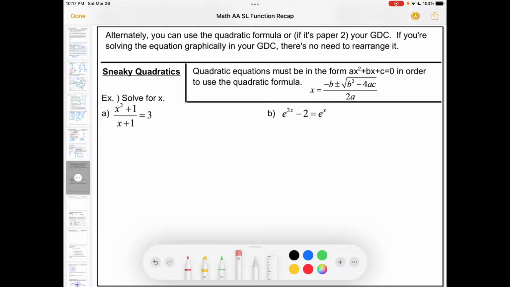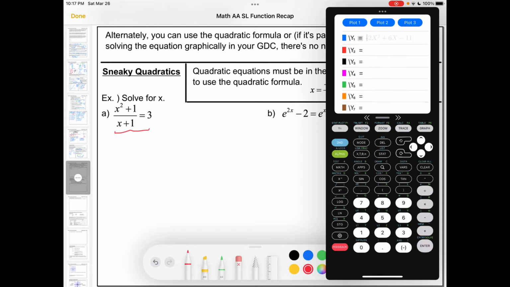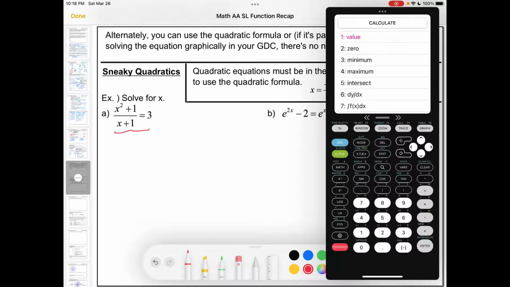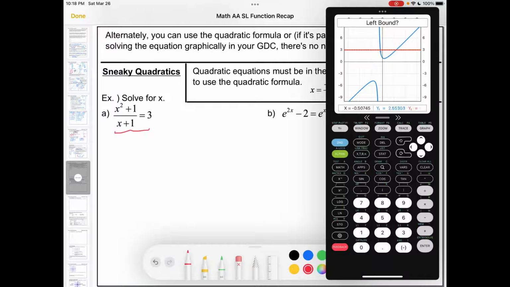If you're solving the equation graphically on your GDC, there's no need to rearrange it. So this one over here, x squared plus 1 over x plus 1 equals 3. If I want to solve it graphically, I will put in one side of the equation as one function, and I'll put in the other side of the equation as a different function. I'm going to go to standard window settings, and I'm just going to look for the points of intersection. Any x values of intersection are solutions. So I go second, trace, down to intersect. I go a little bit to the left of the first intersection, and then a little bit to the right.